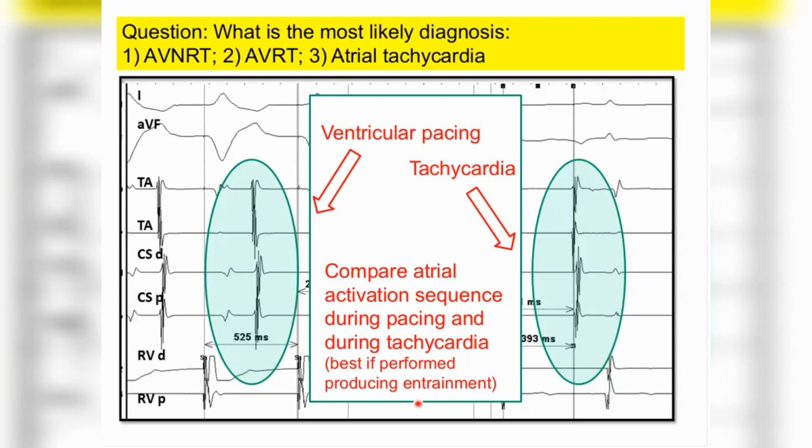Because in that case, you can be sure that the structure that is used when you pace the ventricle to conduct to the atrium is exactly the same during pacing as during tachycardia, okay? If you perform the maneuver during sinus rhythm, when the tachycardia is not present, the maneuver can be misleading in some cases, for example, in the presence of an accessory pathway.